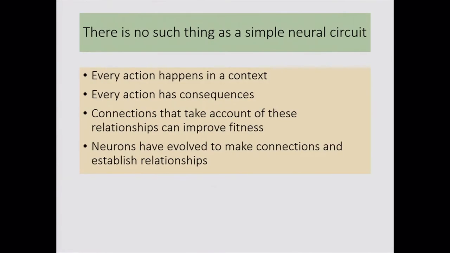So this leads to the obvious conclusion that in fact there is no such thing as a simple circuit. Every action that a circuit is involved with happens in a context and has consequences. And if you make the connections that take account of these relationships, then your animal's chances of survival and reproduction could be increased. It will be a fitter animal in the biological sense. And we've seen before that neurons are extremely good at making connections and establishing relationships. And this ability of neurons to connect and relate is exploited in even the simplest circuits in order to make the behavior more effective. So, no such thing as a simple circuit.